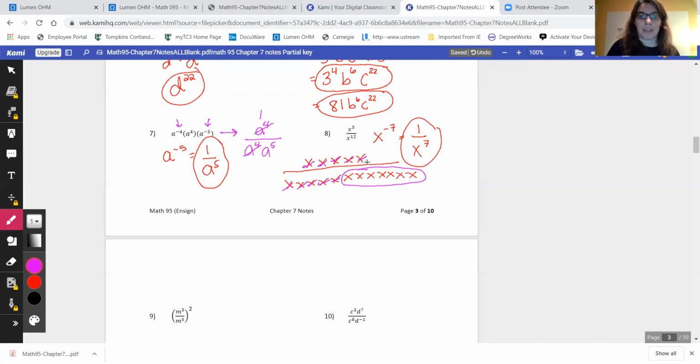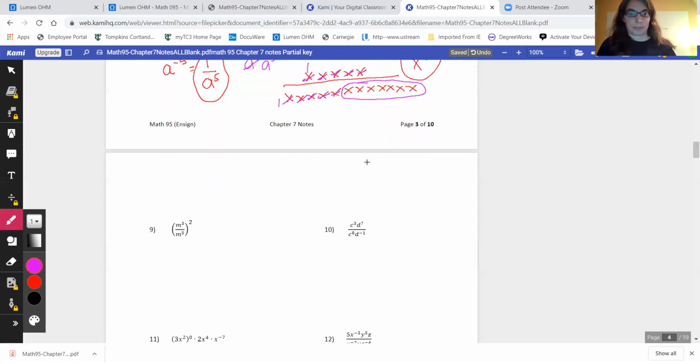But whenever you think about this, x goes into x once, x goes into x once, right? So really these are all ones being multiplied. So it's 1 over that x to the 7th. Again, you can kind of see where that comes from. All right, moving on.